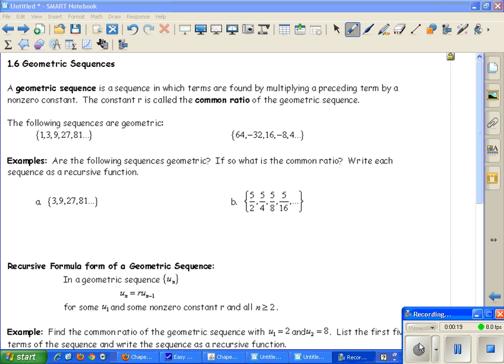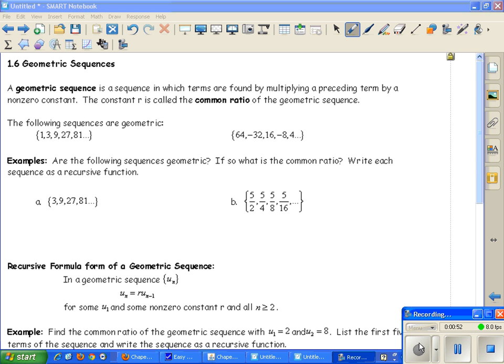So a geometric sequence is a sequence in which the terms are found by multiplying the preceding term by a non-zero constant r. The constant r is called the common ratio of the geometric sequence. So looking at the first two examples that we have, it says the following sequences are geometric. In order to show that they are geometric, we can show that they have the same common ratio between each of the terms. So in order to find the common ratio, you're going to take the term and divide it by the term that precedes it.